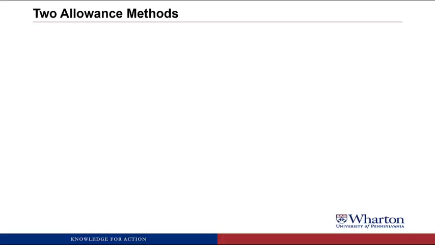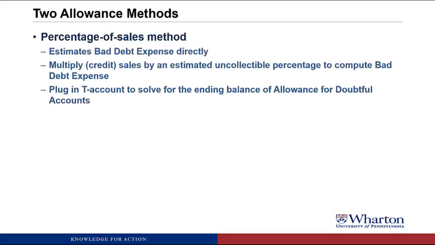So we have two methods that are commonly used to try to calculate the amount of uncollectible accounts. Accounting is almost like Noah's Ark. There seems to be two of everything. Anyway, the first method is called the percent of sales method. This estimates bad debt expense directly. So what we're going to do is look at our sales for the period, or if we have it, the credit sales, multiply those sales times the percent that we expect to be uncollectible. So of those sales, what percentage do we estimate that are going to be not collected in cash? That will be our bad debt expense. Then we'll use our T accounts to solve for the ending balance of the allowance for doubtful accounts.